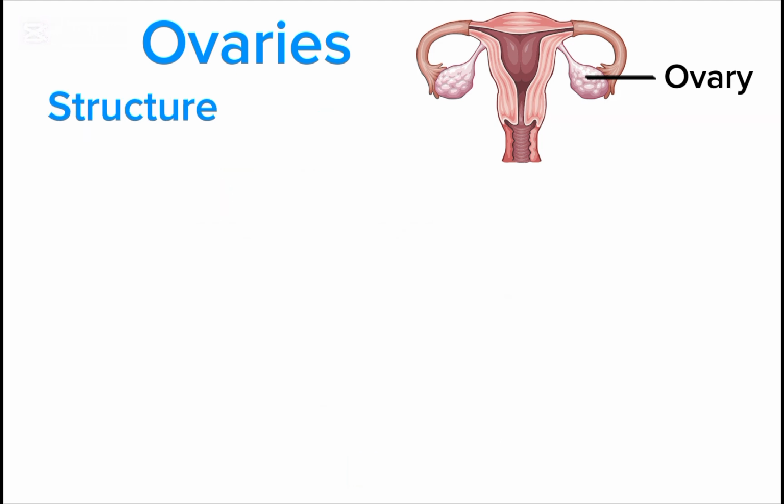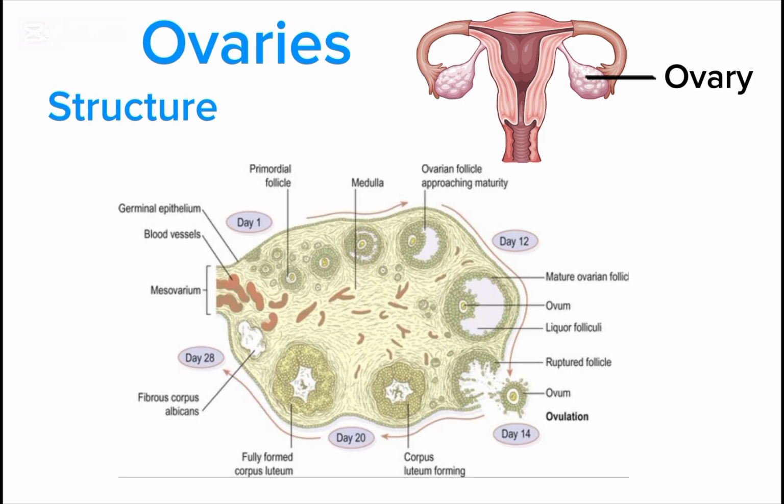Structure of ovaries. Ovaries have two layers of tissues: medulla that lies in the center of the ovaries and contains fibrous tissue, blood vessels and nerves. The layer of tissue that surrounds the medulla is the cortex. It has the framework of connective tissue or stroma covered by germinal epithelium. Cortex contains ovarian follicles at various stages of development during menstrual cycle.